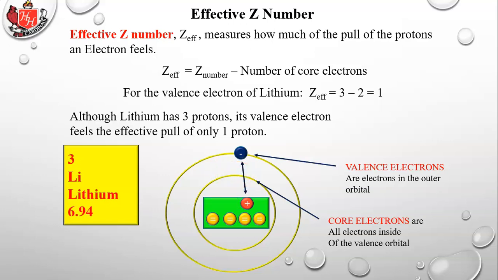So there you see right there that if we basically made those 2 core electrons disappear, but we also made 2 of the protons disappear, so that's effectively, those 2 canceled out. The 2 protons and 2 core electrons canceled each other out in effect, and now that electron only feels the pull of 1 proton.